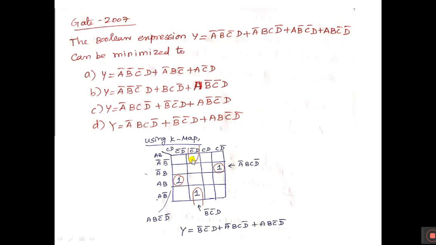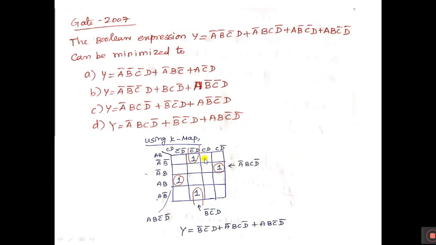I can write 1 here. Plus A bar, B, C, D bar; here A bar, B, C, D bar, I can write 1. And next A, B bar, C bar, D; here A, B bar, C bar, D, I can write 1.